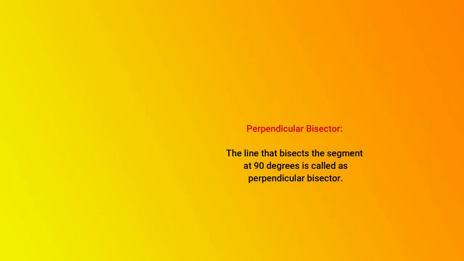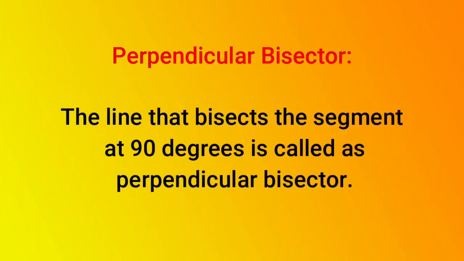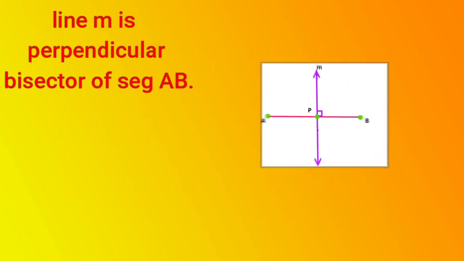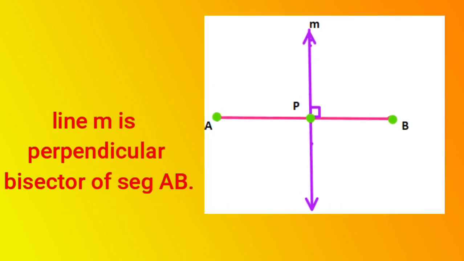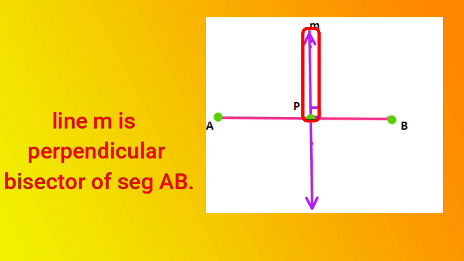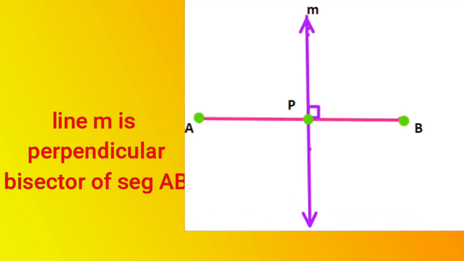Perpendicular bisector. The line that bisects the segment at 90 degrees is called as perpendicular bisector. Look at this figure. Line M bisects segment AB. Also it is perpendicular to segment AB at point P. Hence, line M is perpendicular bisector of segment AB.